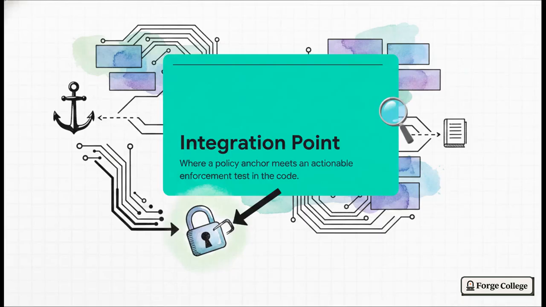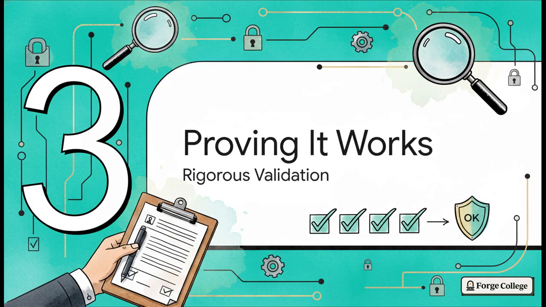As we're compiling and testing, we have to verify what's called our security integration points. This is the precise location in the code where a policy anchor, a rule we designed earlier, meets an actionable enforcement test. Every single security integration point that we mapped out previously must now be tied directly to actual test evidence. It's just not enough to say, hey, only the admin can do this. We have to point to the exact line of code that enforces that rule and the exact test that proves the lock actually works when someone tries to pick it. Which brings us to part 3, proving it actually works.